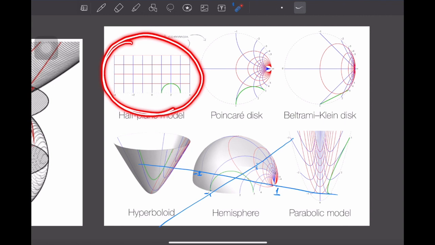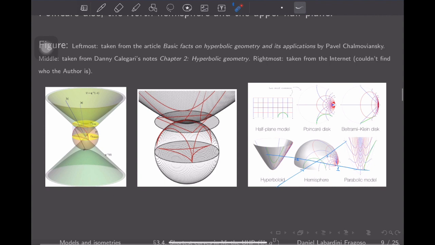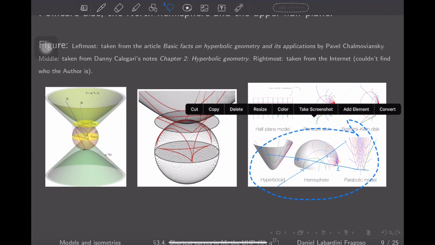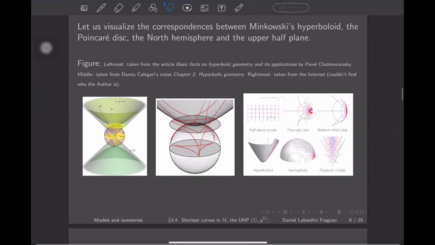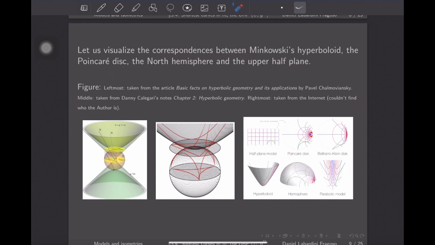Okay, so at least now we know how the passing between models looks visually. And of course, I did not draw these figures. These figures were drawn by other people.